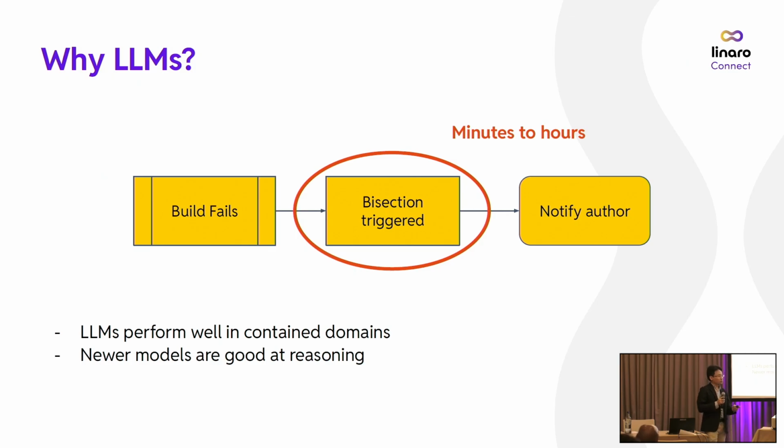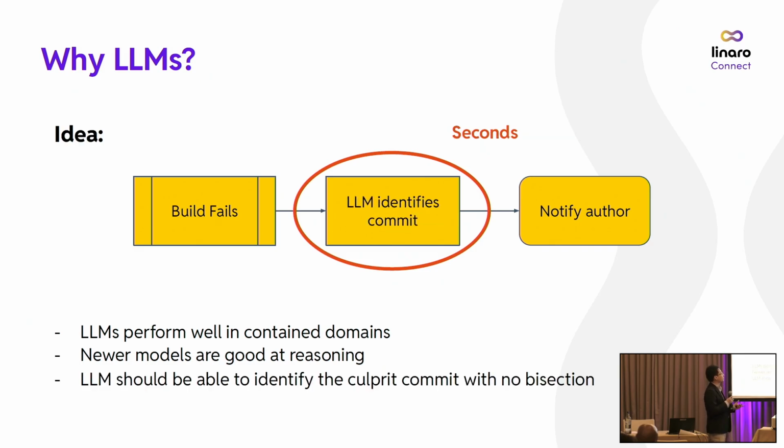So the idea is, instead of triggering and running the bisection, which takes minutes to hours, why don't we just skip the bisection altogether and ask the LLM to identify the commit from the failing logs. And that would bring the time down to seconds.